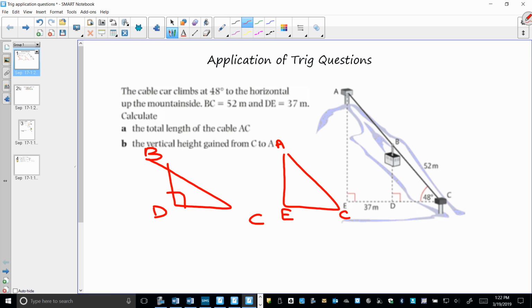Now, I can fill in this angle for both of them. I can fill in this bit here, 52. This one's 52. Okay, so my BC length I know is 52, that angle is 48. Can I fill in anything on this one?